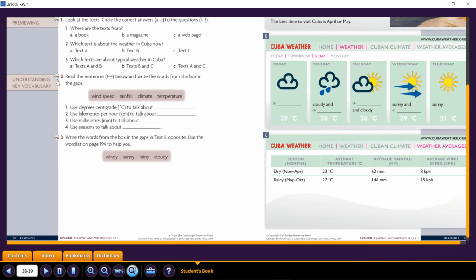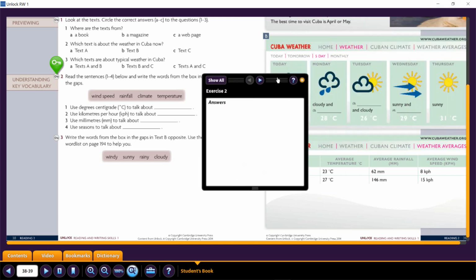So ladies, here moving to task number 2. Read the sentences 1 to 4 below and write the words from the box in the gaps. Here you need to understand some key vocabularies. We already talked about these 4 vocabularies: temperature, climate, rainfall, and wind speed. Please, ladies, use your logic, use your own understanding to fill in the gaps with the correct answers. Take 1 to 2 minutes maximum to write your answers. Pause the video and come back again to check your answers if they were correct or not.